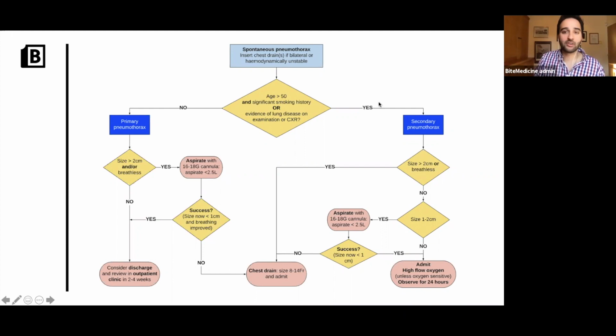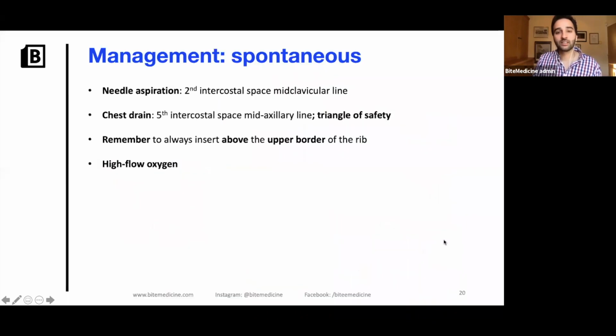Here's a summary of everything we just covered. It looks a little bit more daunting when you put it all on one page, but now we've split it up, hopefully you understand it. So essentially, a little bit more in depth about how we're going to manage a spontaneous one. Needle aspiration: second intercostal space, midclavicular line. Chest drain: fifth intercostal space, mid-axillary line. This is your bread and butter, more often taught really early on, but try and remember that.